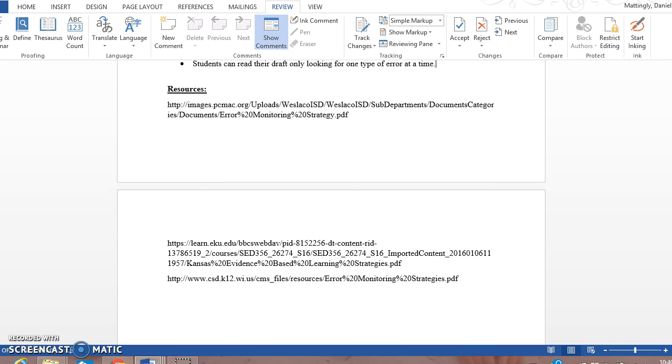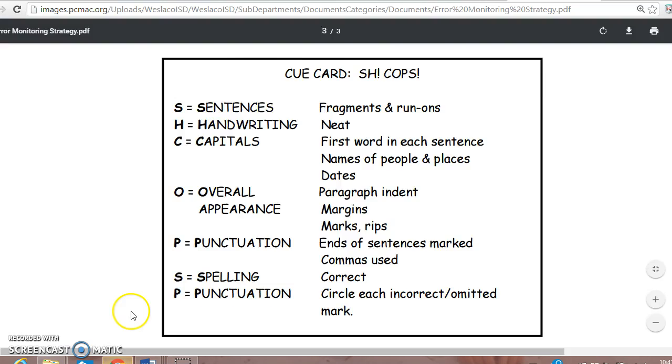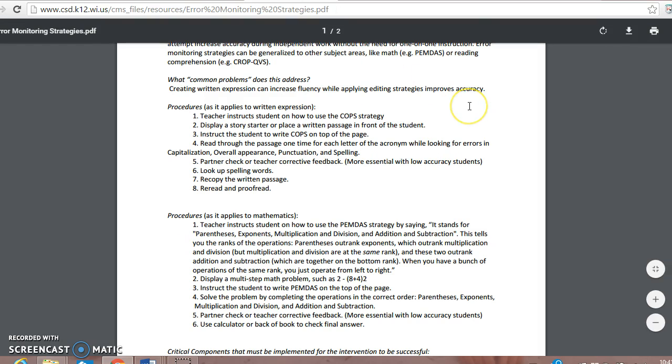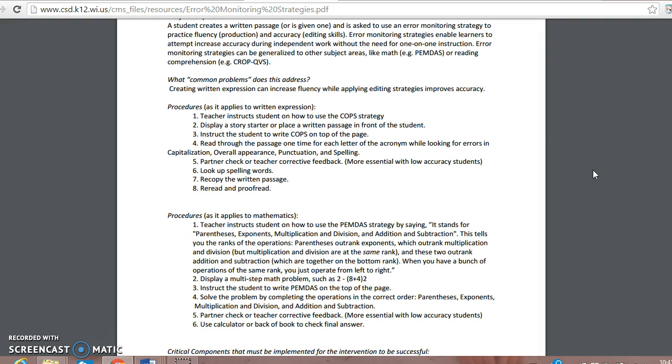I listed 3 resources. The first 2 are the resources that I used to look up information for this project. And then this last one right here is just another PDF that could help give additional information. I couldn't really find any websites about this strategy. I just mainly found PDFs on it.